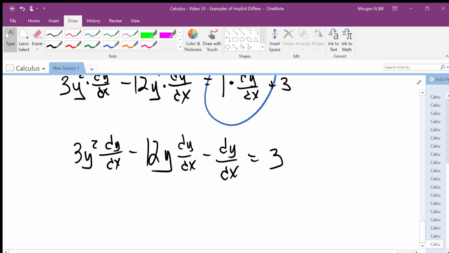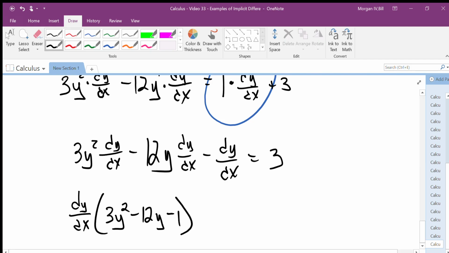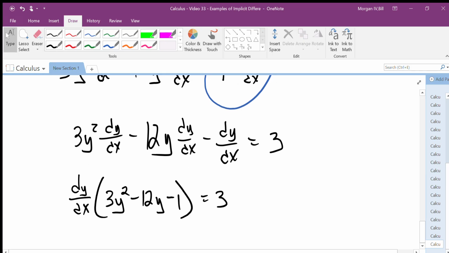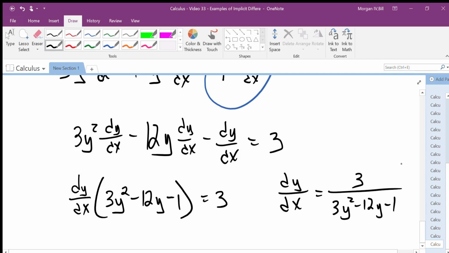Then I will factor out a dy/dx from all the terms on the left-hand side, leaving me with 3y squared minus 12y minus 1. Right, if you take dy/dx from dy/dx, you get 1, equals 3. And solving for dy/dx, I'll divide both sides by what is in parentheses there, 3y squared minus 12y minus 1, to get 3 over 3y squared minus 12y minus 1. That is the derivative found implicitly.